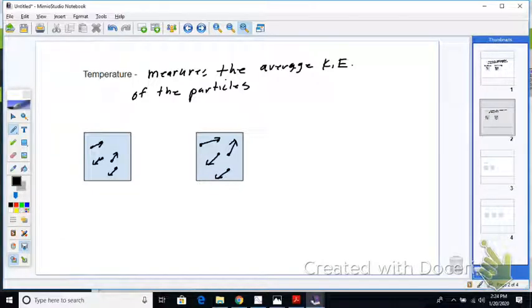So which one has a higher temperature? Right side. Okay? Low temperature, high temperature. Okay, so which one would have more heat energy? One on the right or one on the left? The right. It's a higher temperature. Same number of particles, but higher temperature. So it would have a higher amount of heat. Any questions on that?